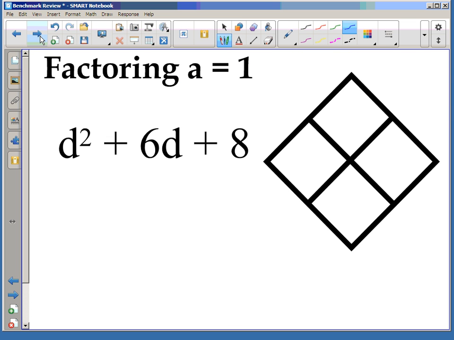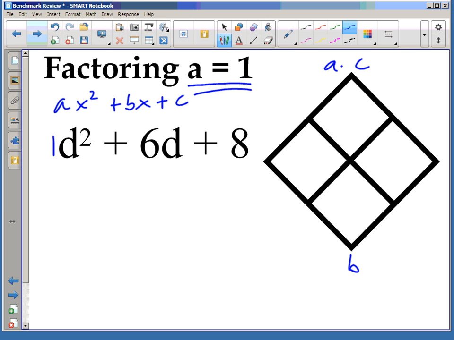Getting back to the diamond here, these are the easier version because a is just 1. The a is the number in front of the squared term. The b is the number in front of the linear term. And then the constant on the end we call c. So if we did a times c, that'll add up to the b.